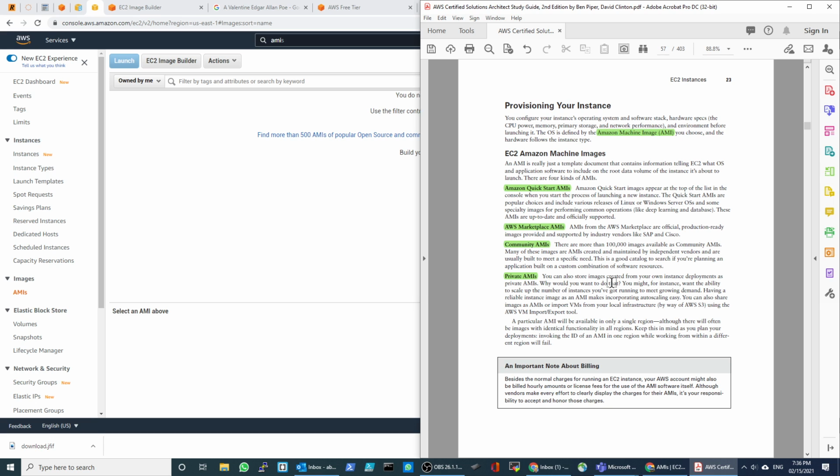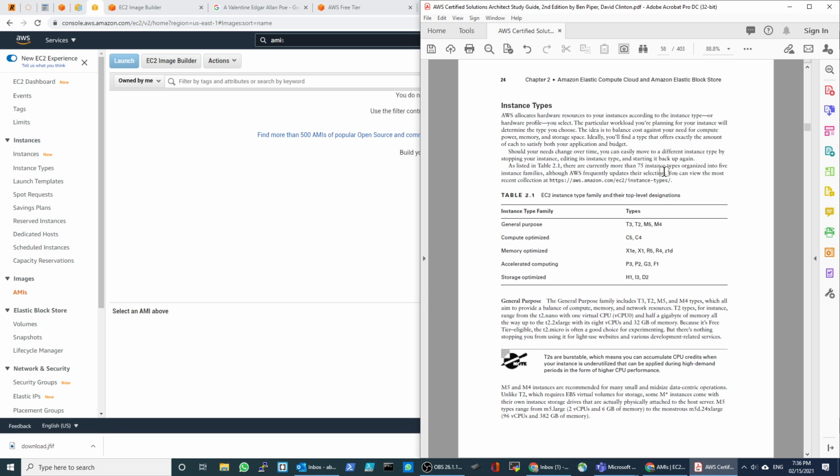All right. Also, and this is very important: besides the normal charges for running an EC2 instance, your AWS account might also be billed hourly amounts or license fees for the use of the AMI software itself. So you have to be careful which one you use. If you're using a vendor AMI like a Cisco AMI, there are different charges.